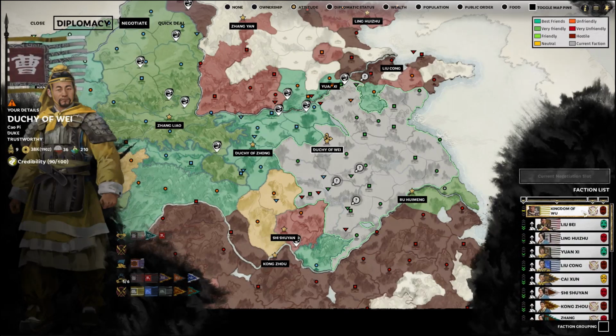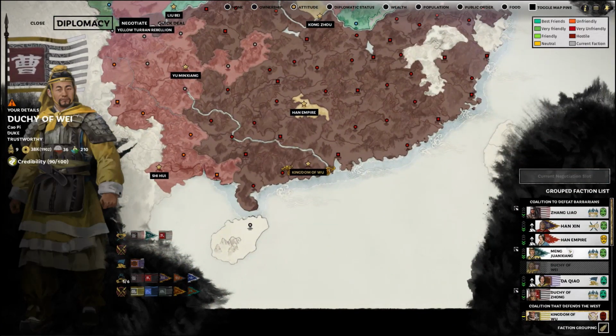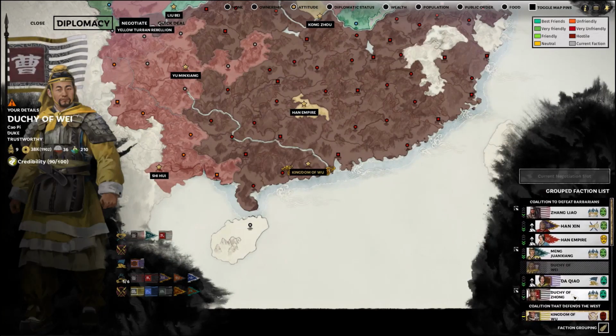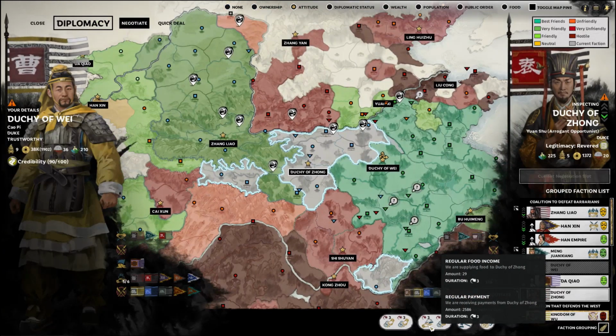Let's say we want to sell some food to someone. Let's do a faction grouping. Let's go for Duchy of Wong. I already sold food to him. You see, I sold him 25 food, and he brings me 2,586 gold per turn. He had -9. That's why the amount of money he's willing to pay is so high. He also is pretty rich.